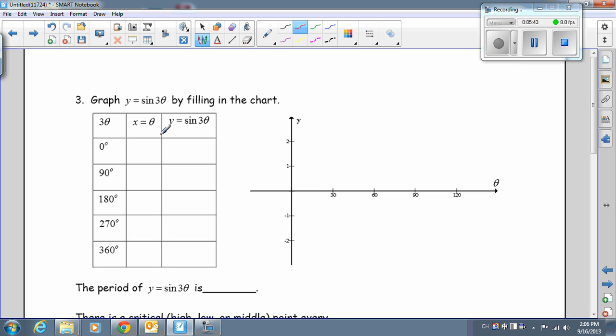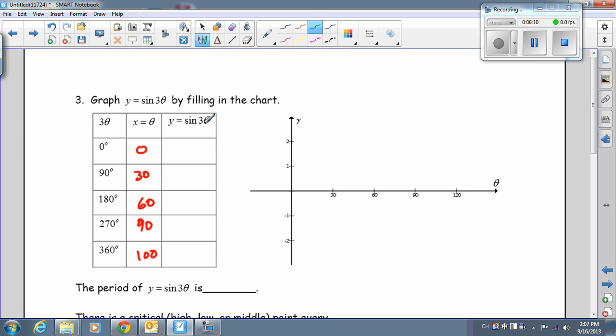Alright, let's go ahead and graph one that is slightly different. This time we have y equals sine of 3 theta. The 3 is inside of the parentheses if I were to have parentheses here. If 3 theta is equal to 0, then theta is 0. If 3 theta is equal to 90, then theta is 30. If you complete this, you should get 60, 90, and 120.